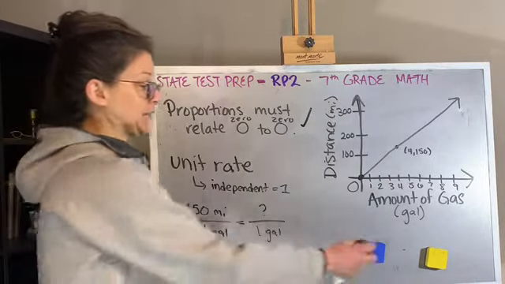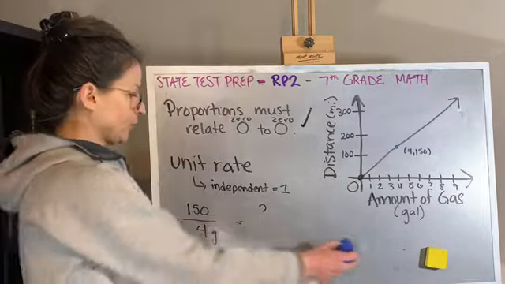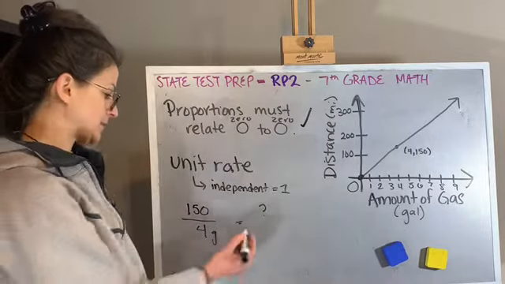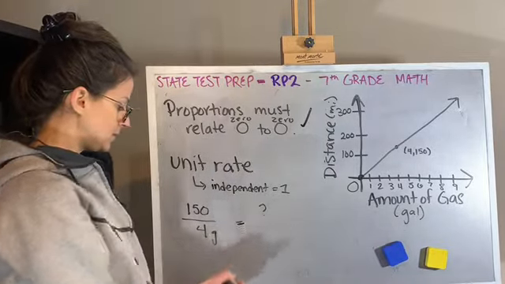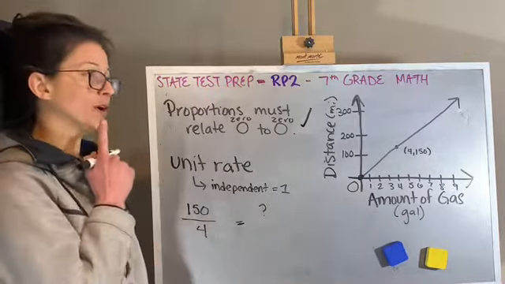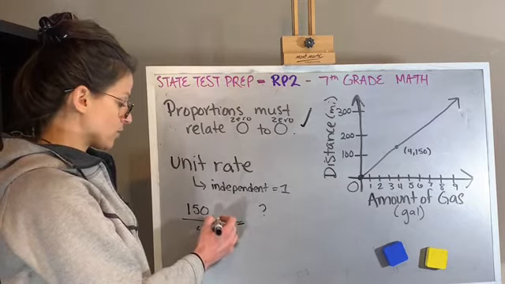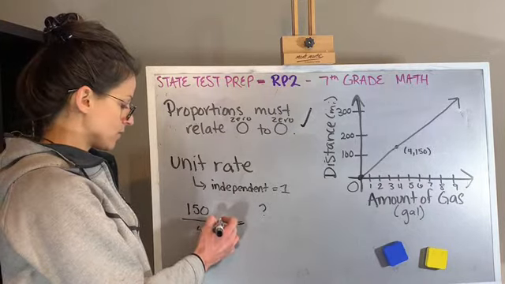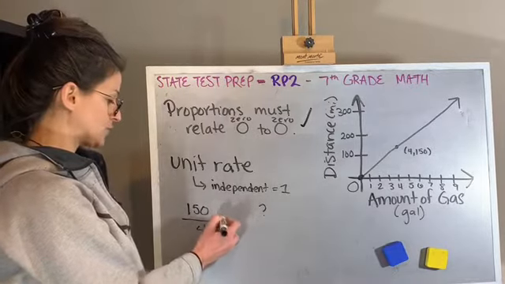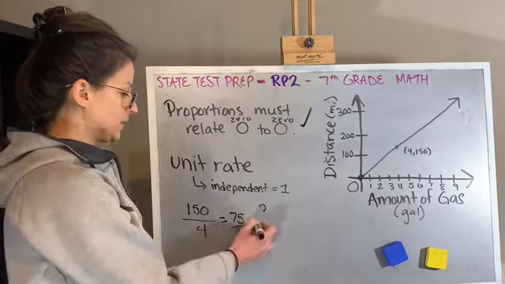I know dividing by 1 is the identity, so I'm just going to erase it. I'm also going to erase the other units of measure so I can clear up my space a little bit. 150 divided by 4. What is that? Well, I know that I can cut these both in half. So 75 divided by 2, what does that give me?